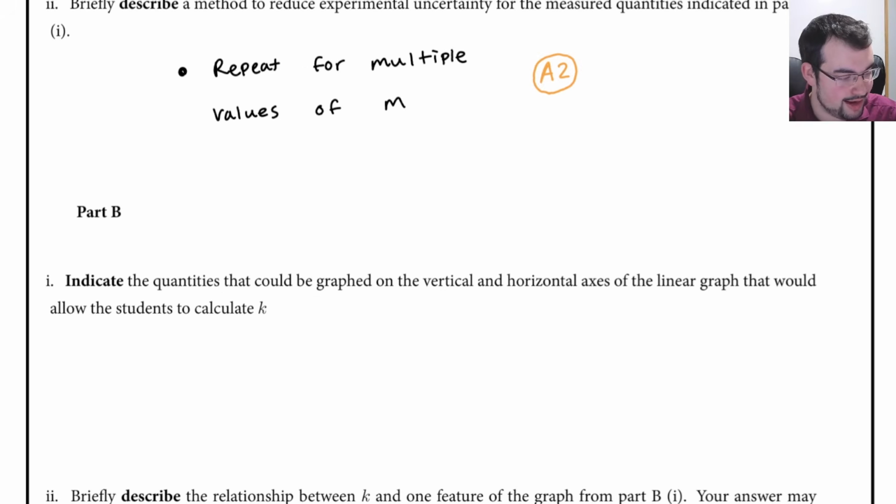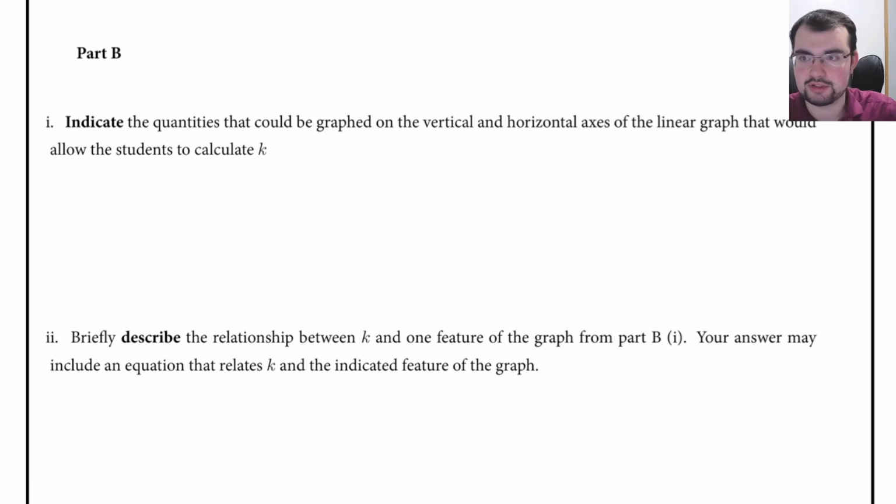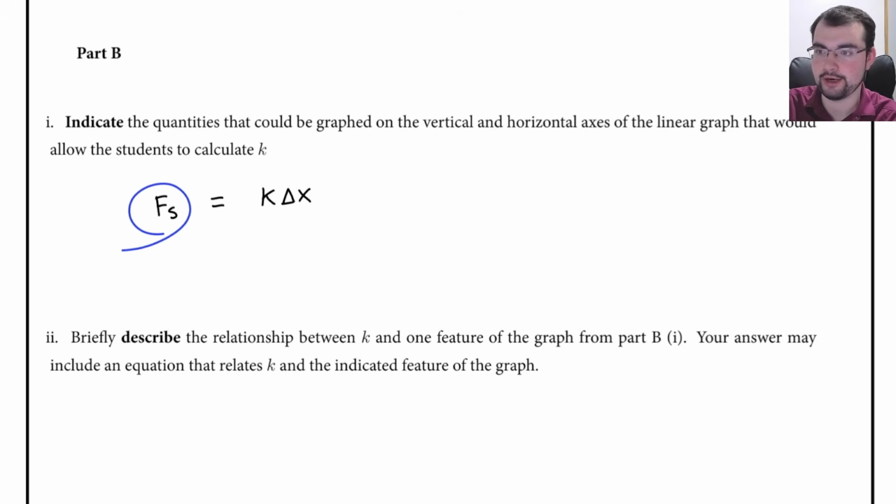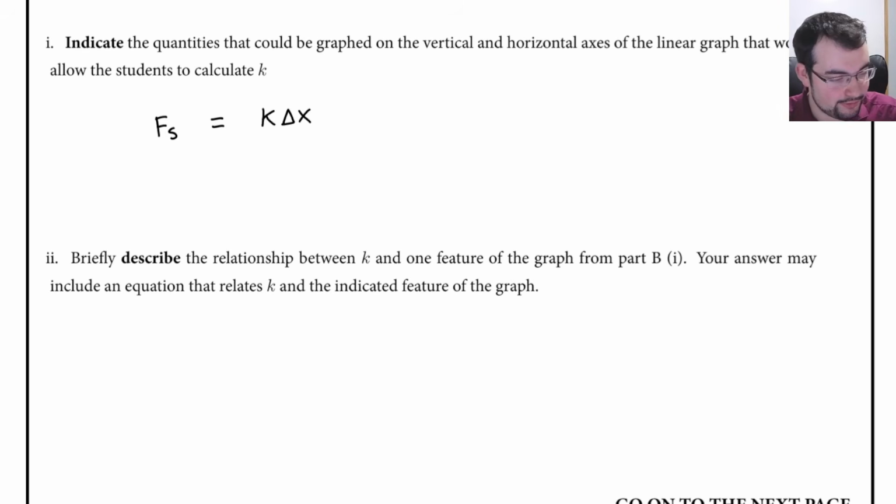All right, what can be graphed to calculate K? Well, of course, this is a spring question, right? We know that the spring force has magnitude K delta X. But this is not a quantity we know. We did not have a force meter, so we can't say force versus delta X. We need to figure out what that force is.